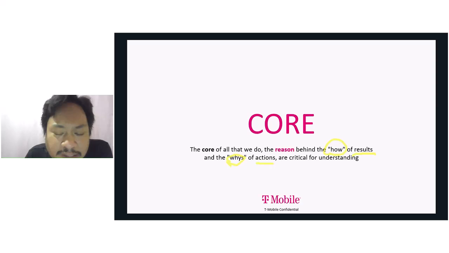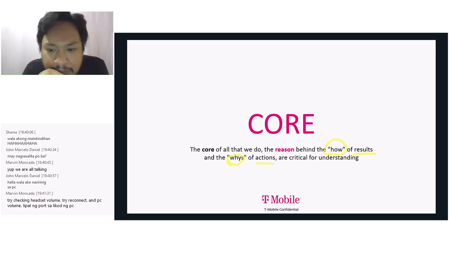And let me tell you guys, how do we want to get the results? And I'll be typing my answer. So we want to get the results. We want to do things the right way. So we will talk about what is right. So when you say the right way, ano bang ibig sabihin ng right? So what do we mean by the right way?